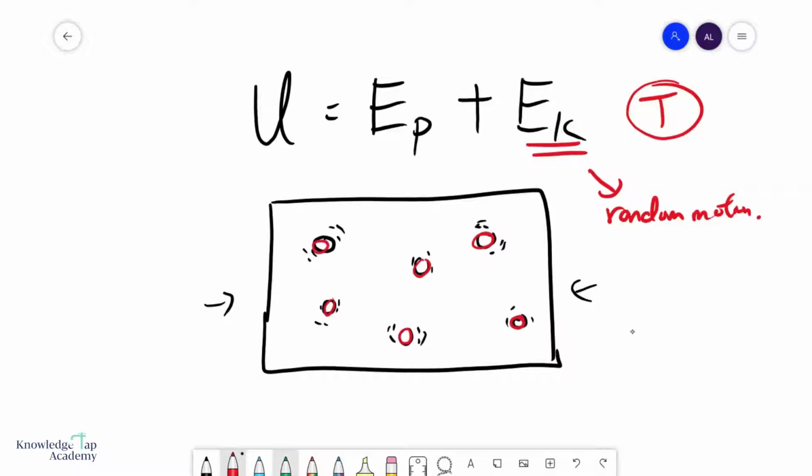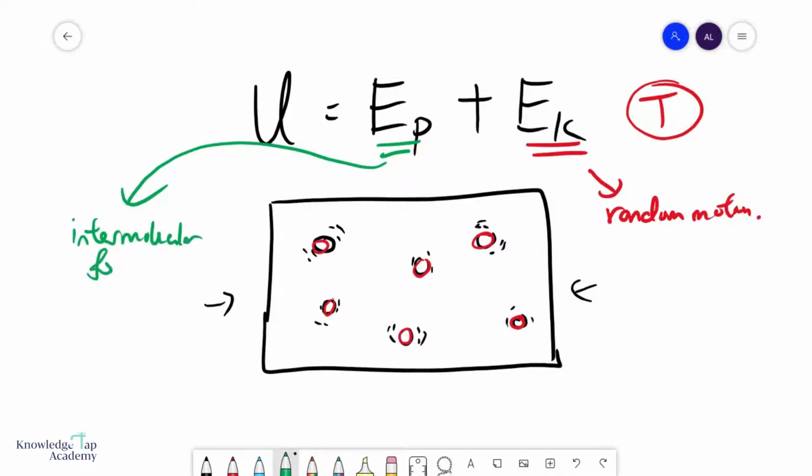Now, what about potential energy? Well, in potential energy, we are referring to the energy due to what we call the intermolecular forces between these particles, right? So when they are sufficiently far apart, these intermolecular forces are usually attractive in nature.